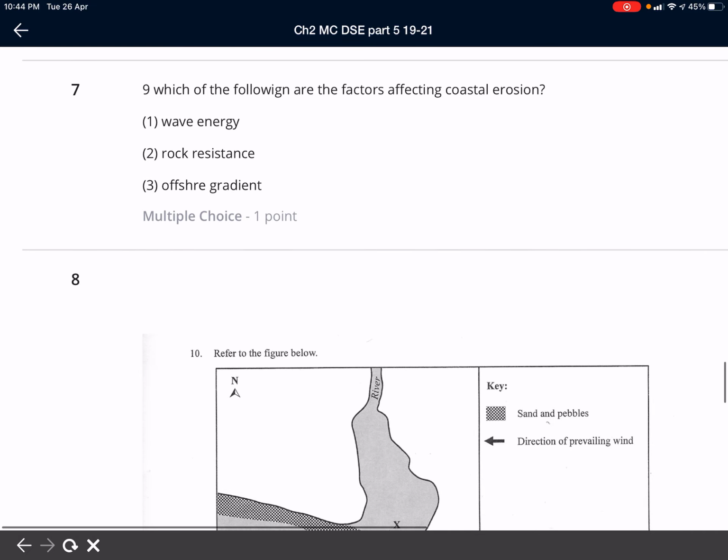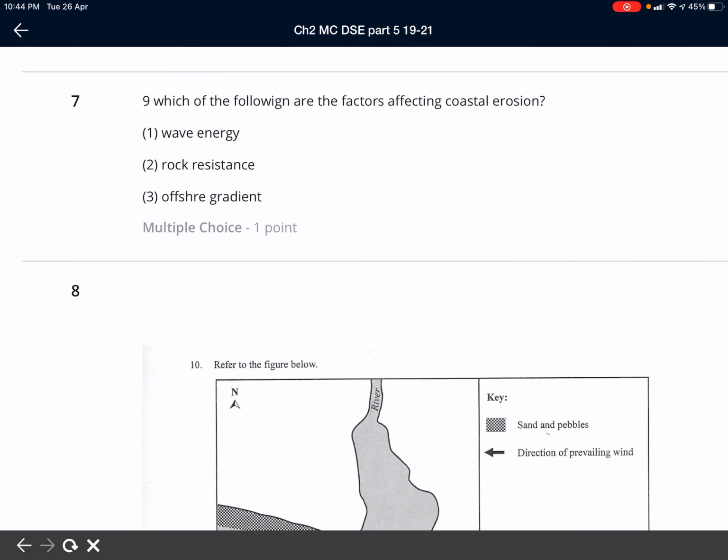Which of the following are the factors affecting coastal erosion? First of all, the wave energy. Is wave energy affecting coastal erosion? True. A stronger wave may cause a destructive wave. This should be a 2022 question.